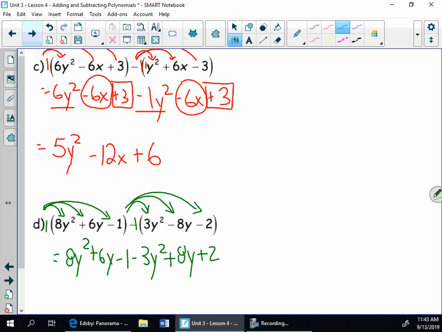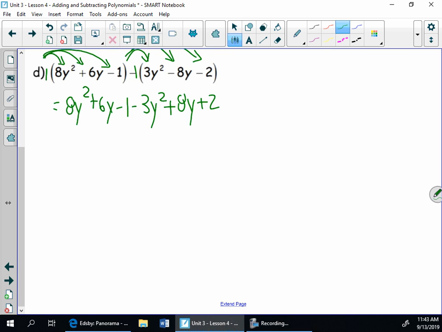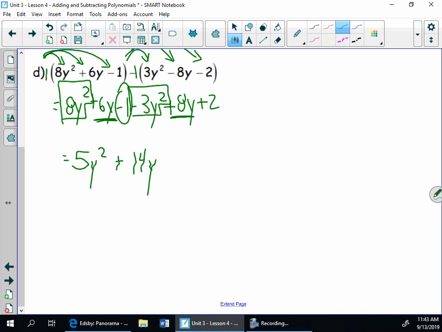Okay, now I can collect things that go together. 8y squareds and minus 3y squareds. Well, 8 minus 3 makes 5, and we're collecting y squareds. Positive 6 and positive 8. That makes positive 14, and we were collecting y's. And last but not least, minus 1, positive 2, and negative 1 plus 2 makes 1. And there we go. We've simplified it.